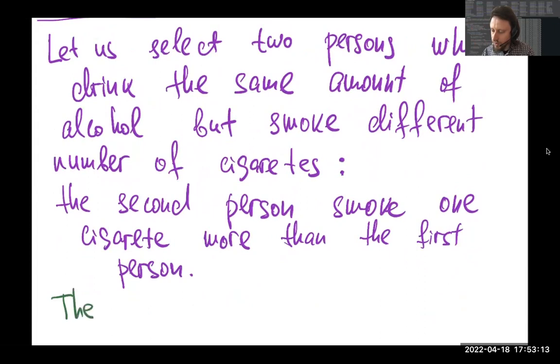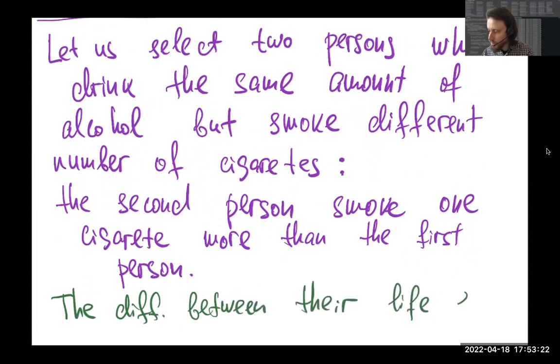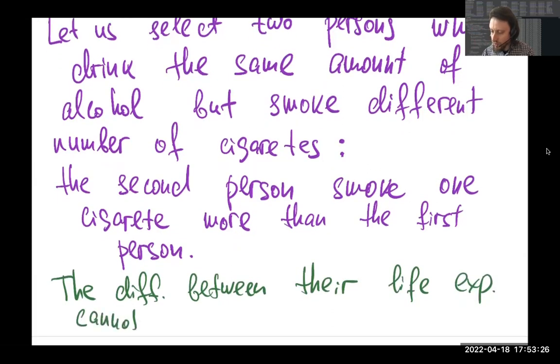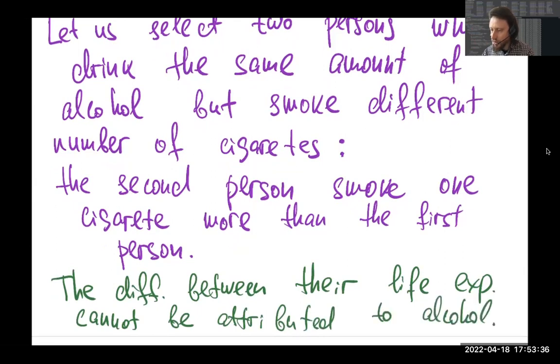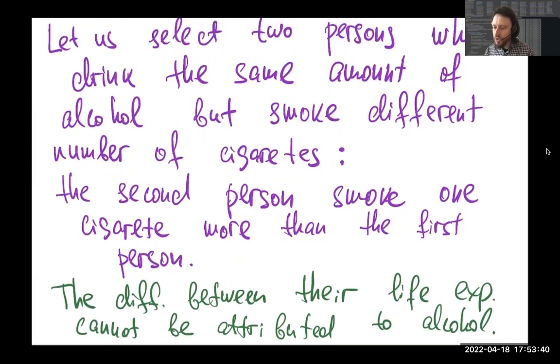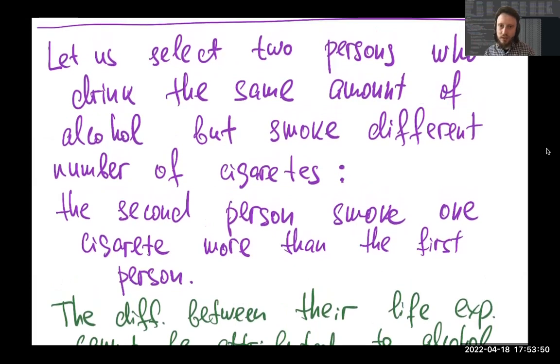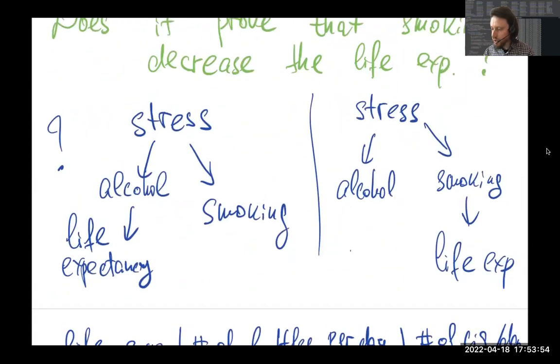I want to say that the difference between their life expectancy cannot be attributed to alcohol, just because they are identical with respect to amount of alcohol. So if we see that there is such a difference, then we have to conclude that this picture is impossible. And if we reject this picture, then probably this other picture takes place. And it means that it is smoking that kills people.